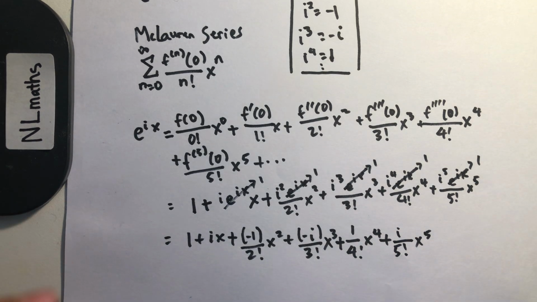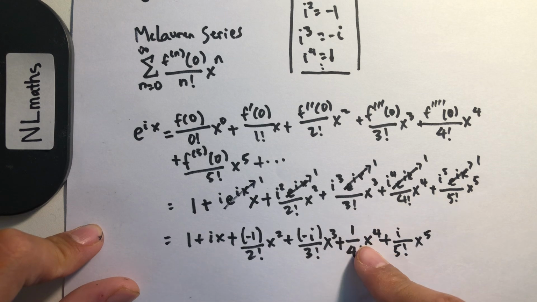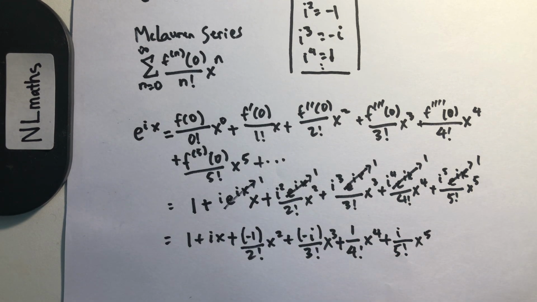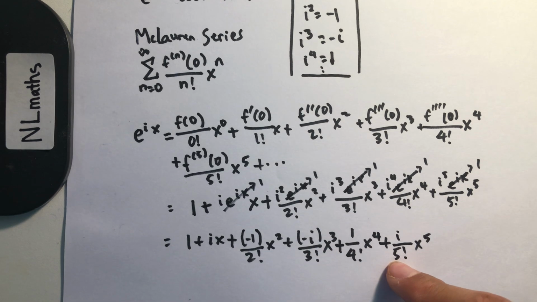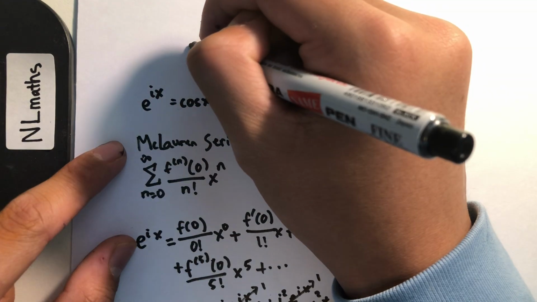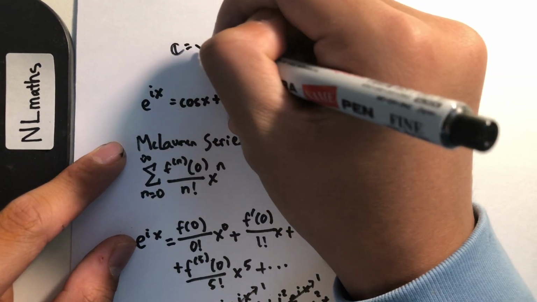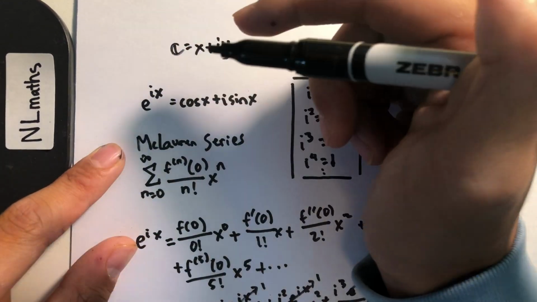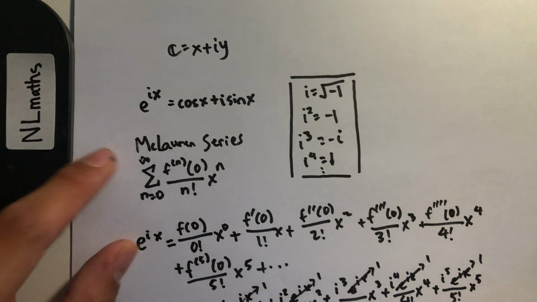Now, if you look here, we have some terms that belong with the reals, so they're all real value terms, and some terms that belong with i, so they're complex value terms. So we're going to split this up into the form, so a complex number usually is in the form x plus iy, so that's what we're going to do really.